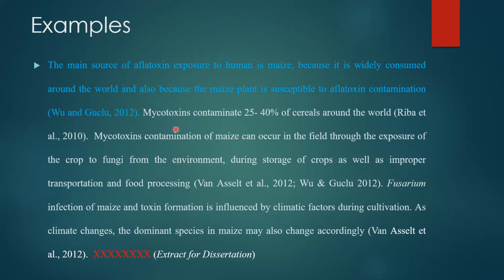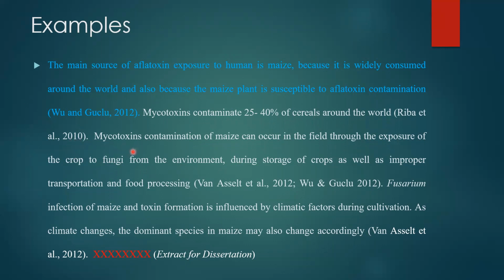Now, what must the student do? Provide evidence. Mycotoxin contaminates 25 to 40% of cereal around the world. Mycotoxin contamination of maize can occur in the field through exposure. So you see, this is the evidence that the student put. That's the evidence because the source has been cited.